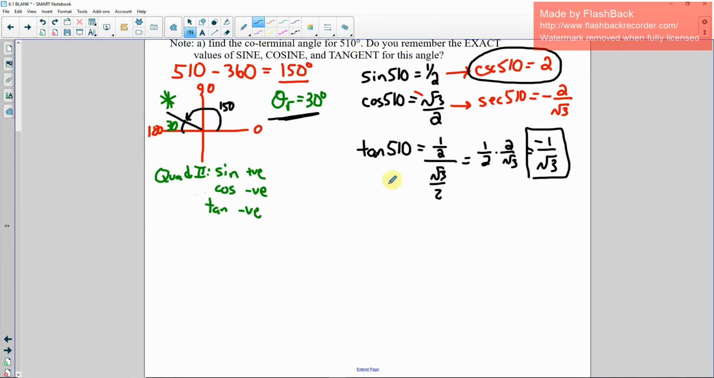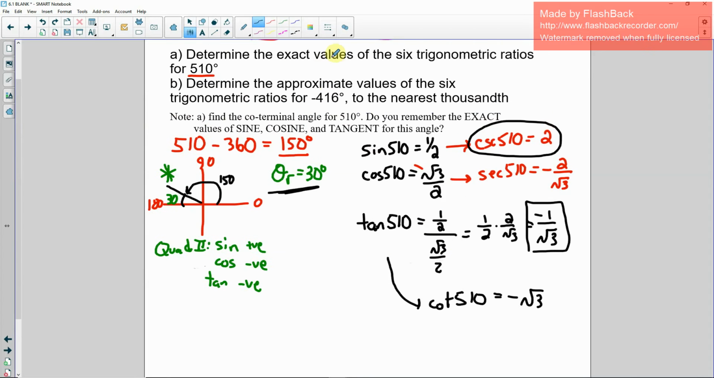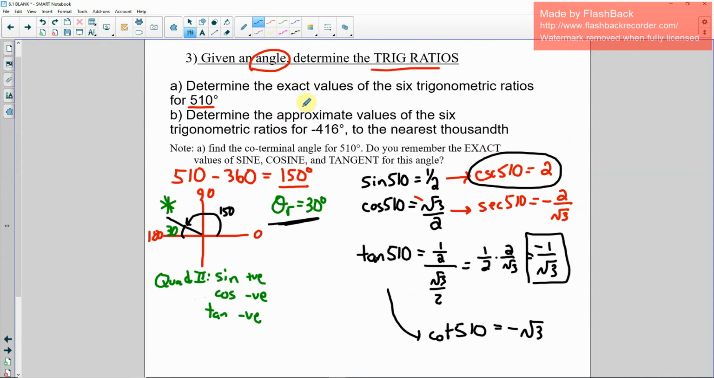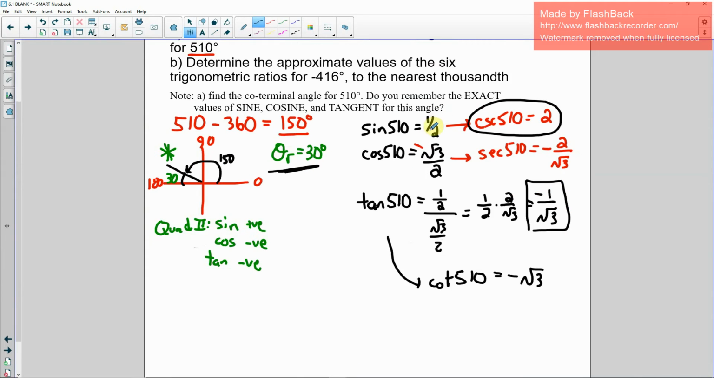For tan, we'll do cotangent 510. Again, just do the reciprocal. So it's square root 3. Don't lose the negative: negative square root 3. And there's your 6 trig ratios. For part B, it's not a particularly important question. You're just plugging it in on your calculator, so we'll skip it for now.